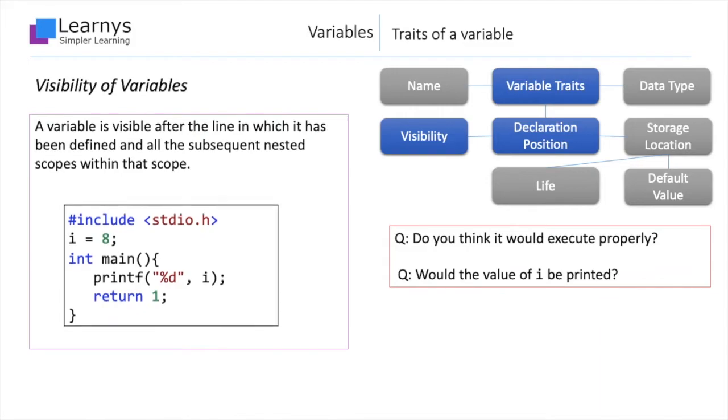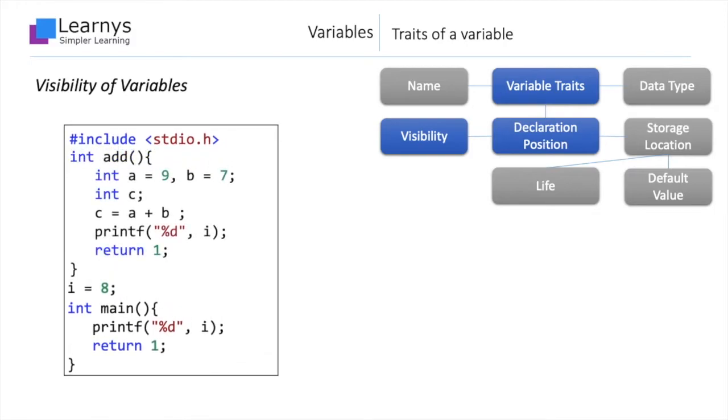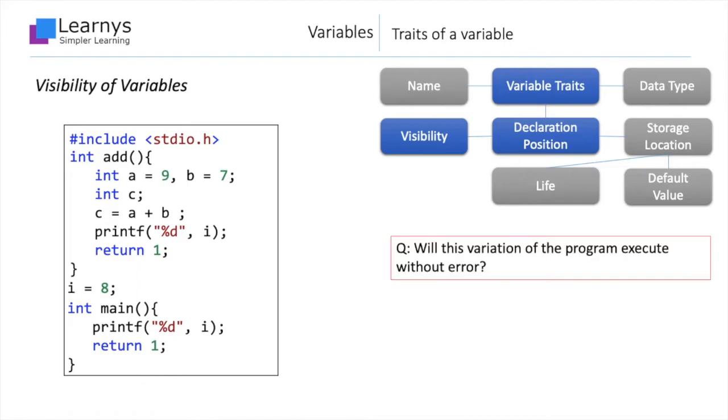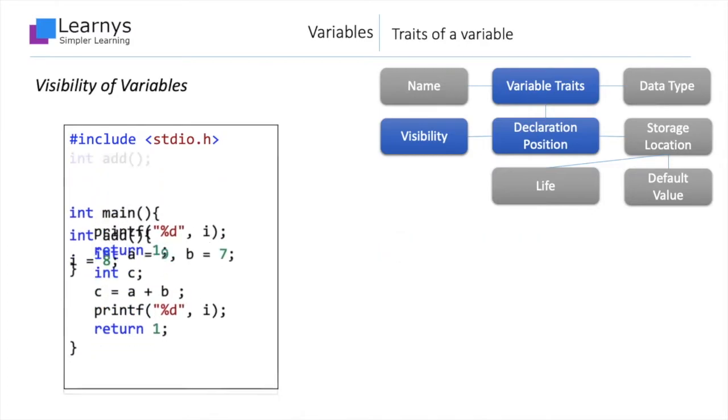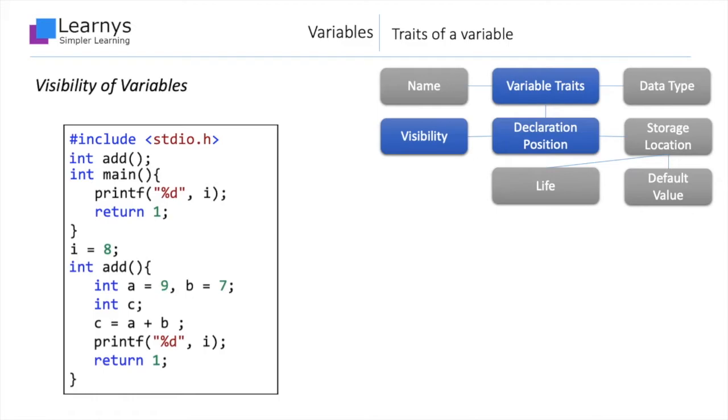What about this variation in the above code? We included a function add which sums the numbers 9 and 7. It prints the variable I as the output. Will this program execute without an error? No, this program will not execute. The variable I has been defined after the function add. We have the same code as the last example, but we have changed the order of the functions.